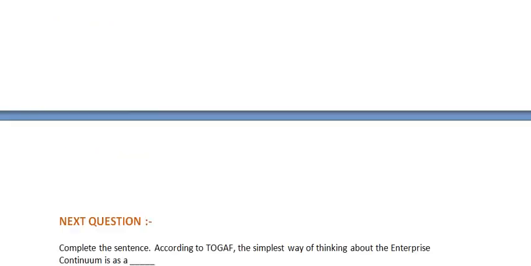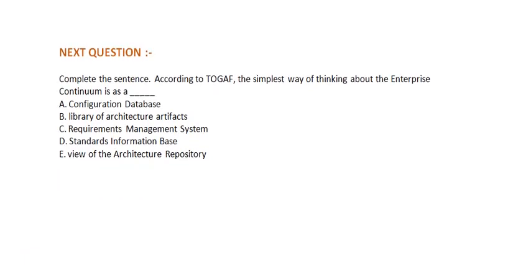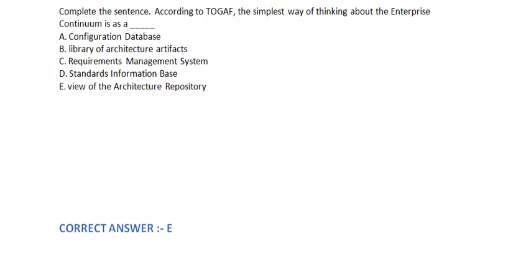Next question is, complete the sentence. According to TOGAF, the simplest way of thinking about the enterprise continuum is as a. Option A, configuration database. Option B, library of architecture artifacts. Option C, requirements management system. Option D, standards information base. And option E, view of the architecture repository. And the correct answer is option E.